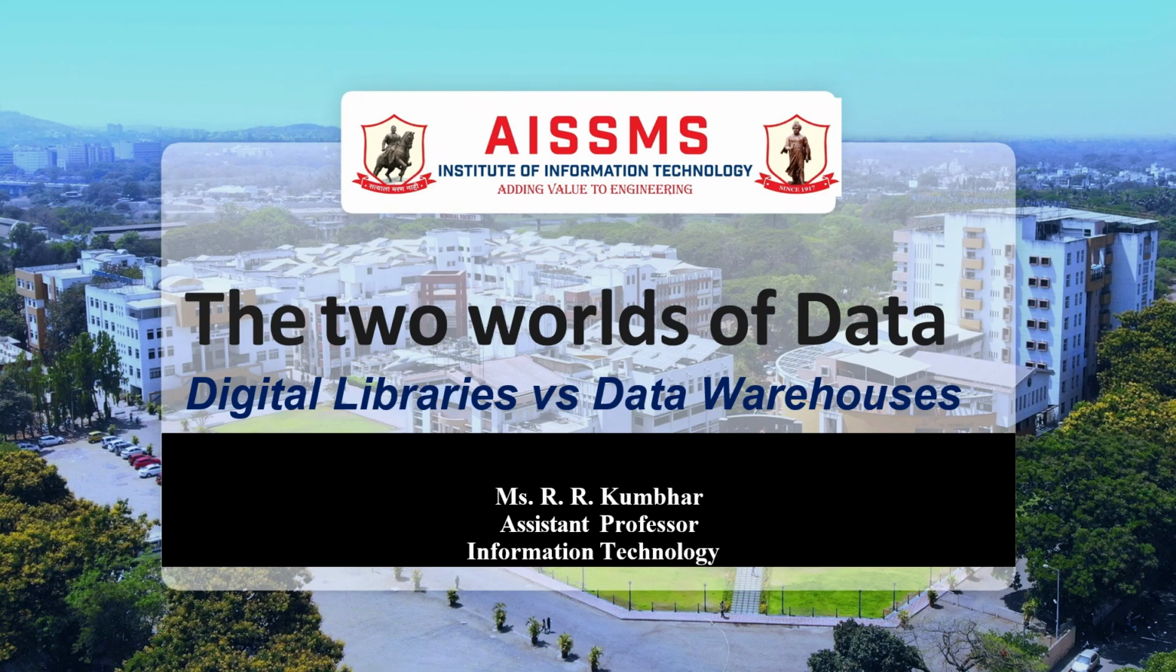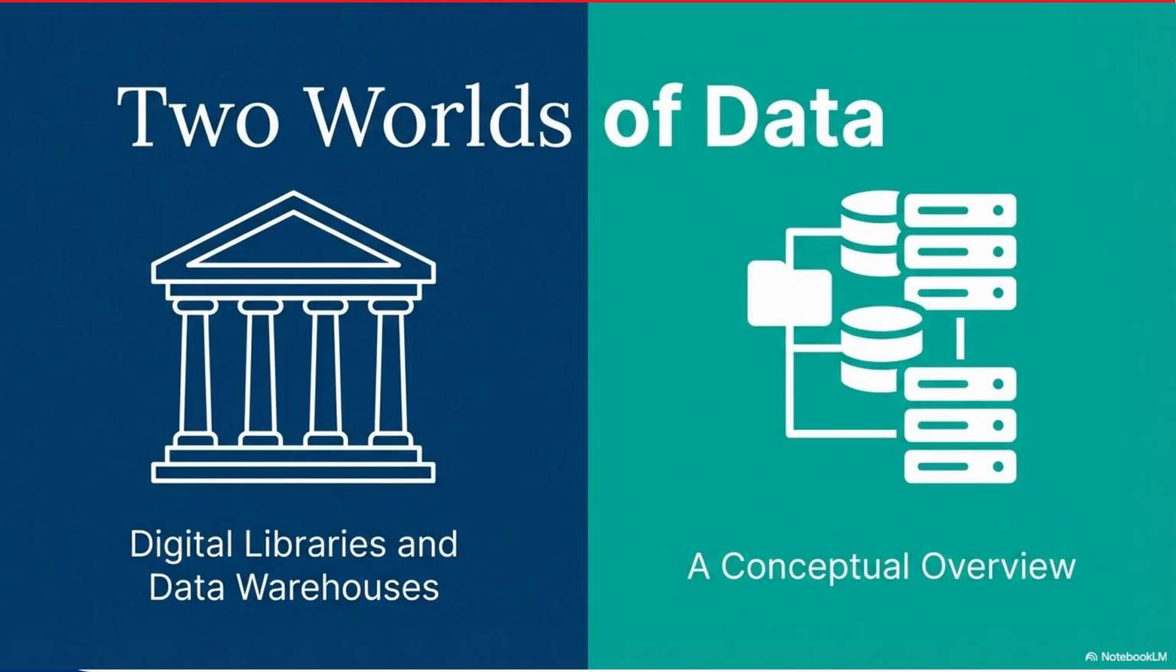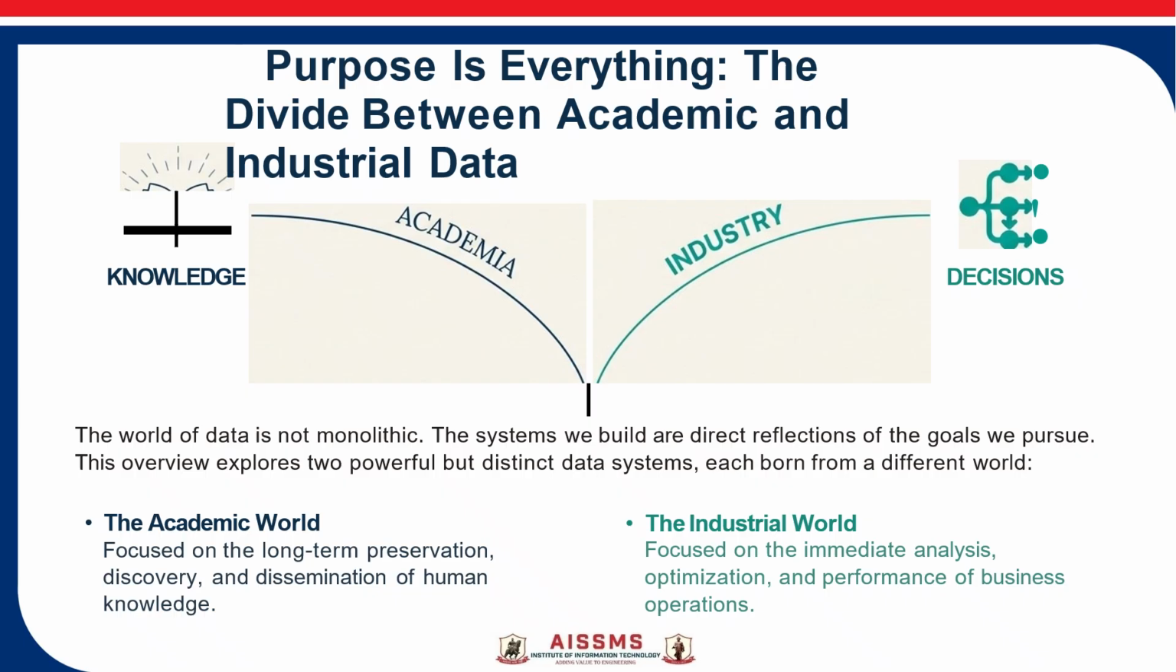Welcome everyone. Today we are going to dive into a fundamental concept in information science, the two worlds of data. While we often talk about data as a single entity, it actually exists in two different ecosystems, the digital library and data warehouse. Our goal today is to understand how their distinct purposes shape everything from their architecture to their daily use. In our field, we say that purpose is everything.